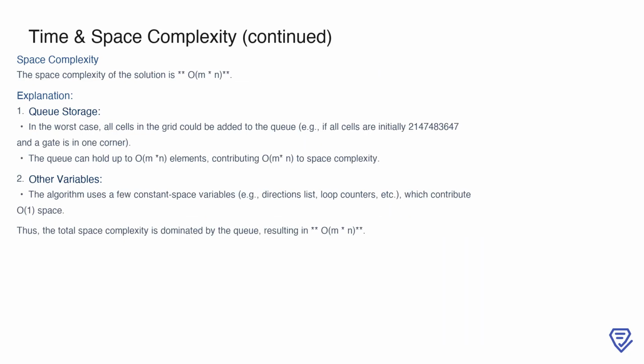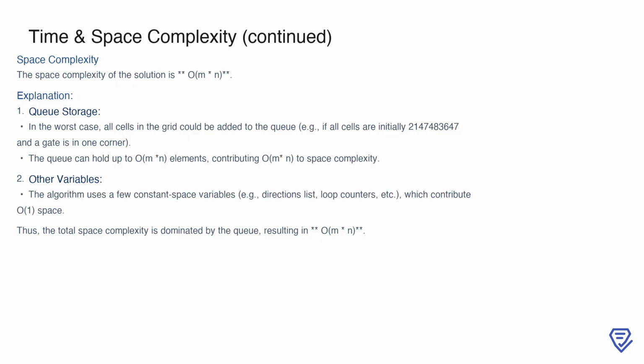Now, let's examine the space complexity of the solution. The primary contributor to space usage is the queue used during BFS. In the worst-case scenario, where all cells in the grid are initially 2147483647 and there's a gate in one corner, the queue could potentially hold all cells in the grid. This gives a space complexity of O(m*n) for the queue.